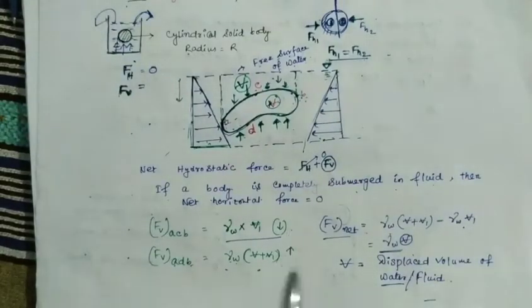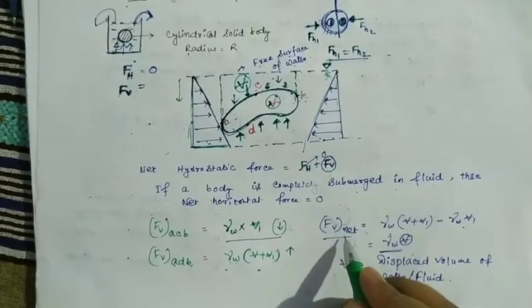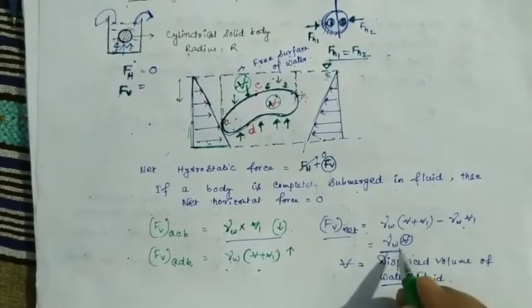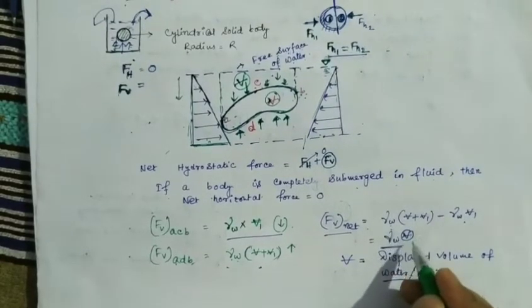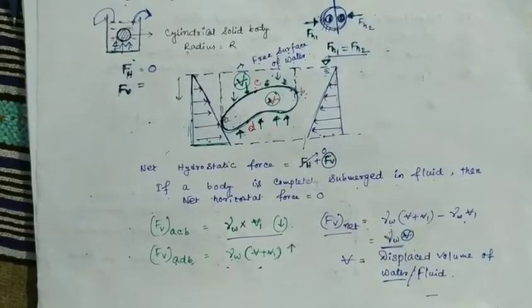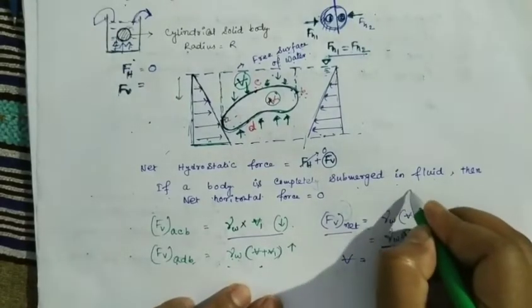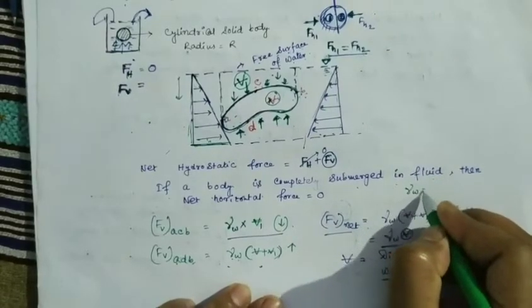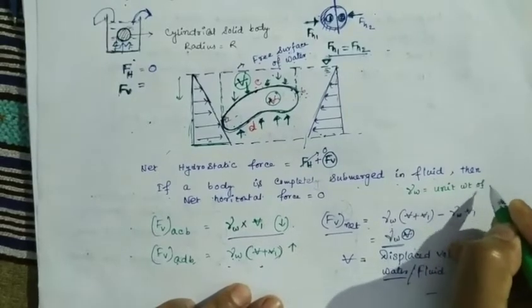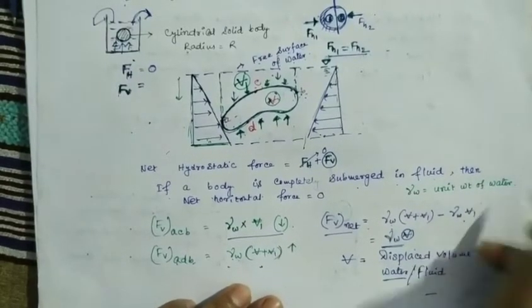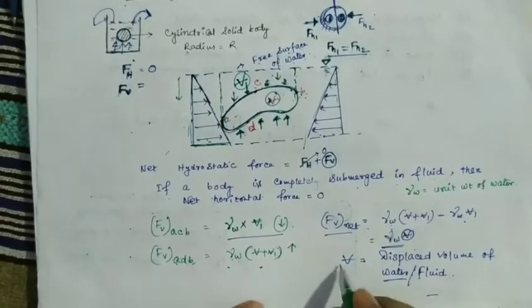So to calculate buoyancy force, you have to just subtract the upward and downward forces. So to get the net buoyancy force, you just subtract them. Then the value will be gamma W times V. Gamma W is nothing but the unit weight of water, and V is the displaced volume of water or fluid.